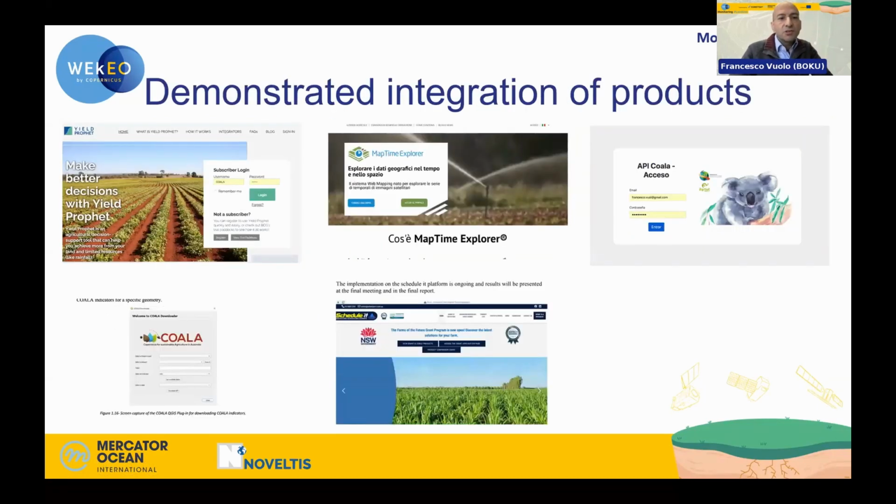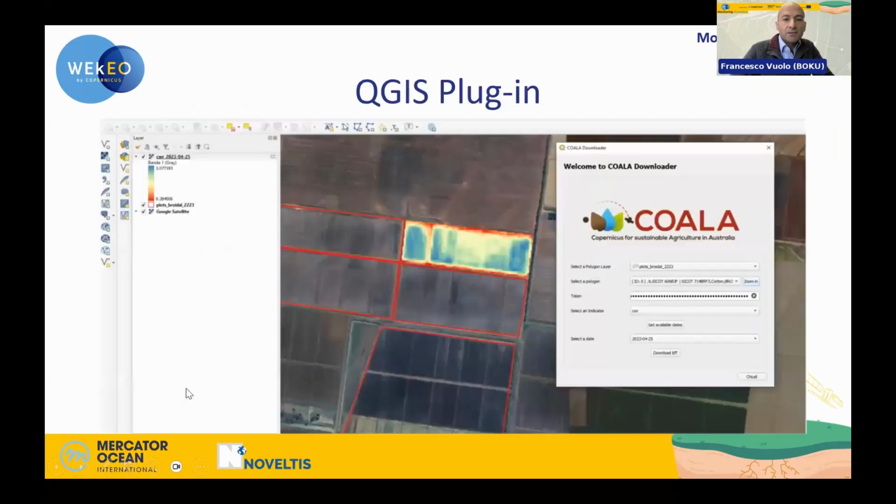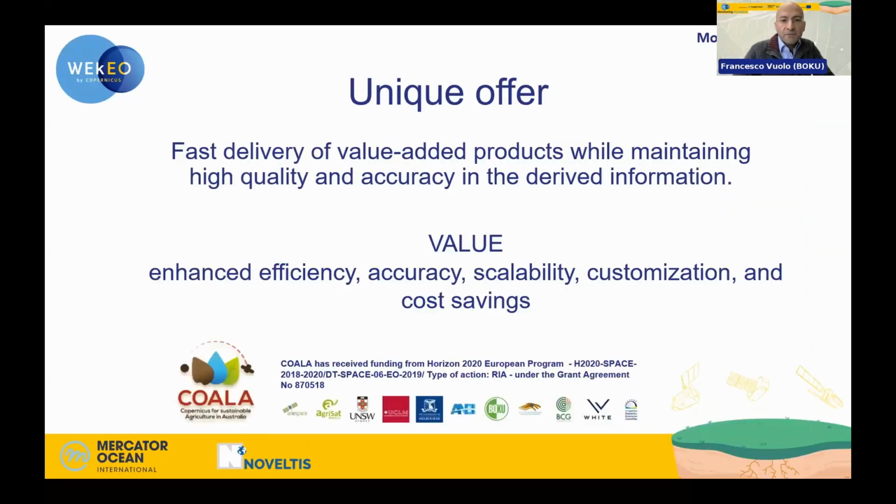Some screenshots of people who are using the services. So Il-Prophet I mentioned already. Colleagues in Italy are using this to provide data to farmers there. Colleagues in Spain are using the API to produce dedicated consultancy services to farmers in Spain, and also in Australia. And we also developed a plugin so that everybody can download the products from Koala and visualize them in the QGIS plugin.